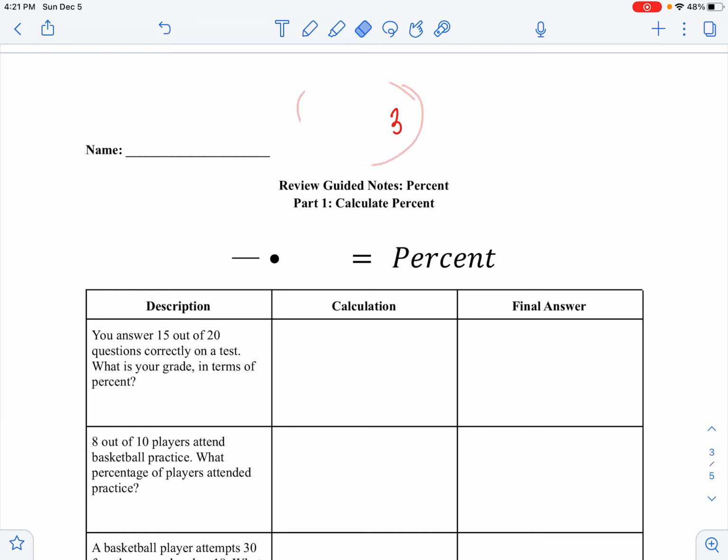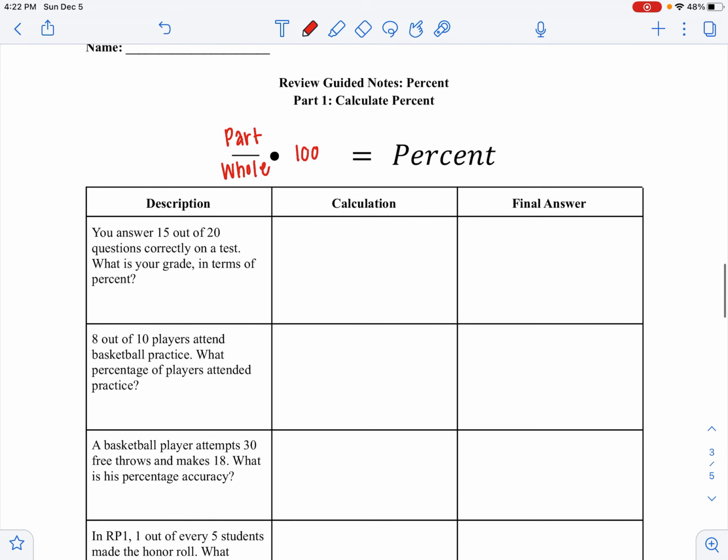So the first thing we talked about was the relationship between the part, the whole, and the percent. In any real world situation, I can divide my part divided by my whole, multiply by 100, and I have my percent. Let's do an example in the table. If you answer 15 out of 20 questions correctly on the test, what is your grade in terms of percent?